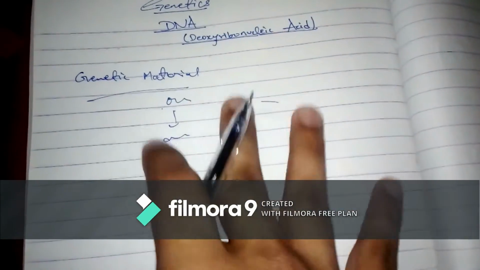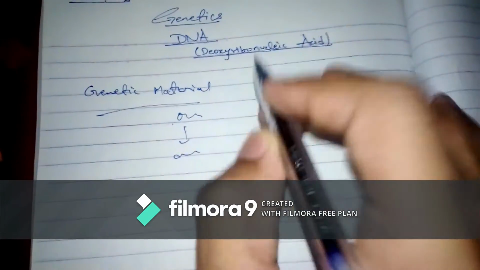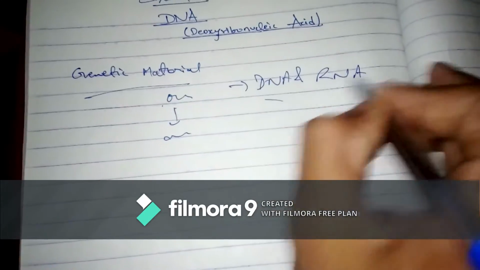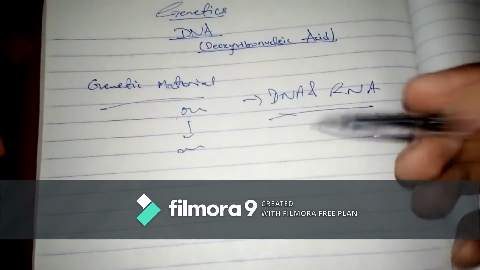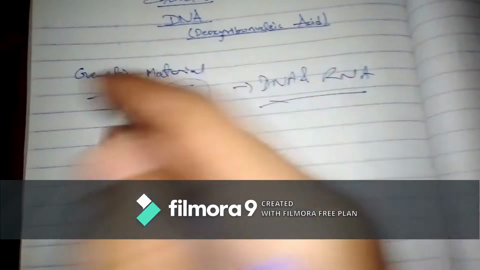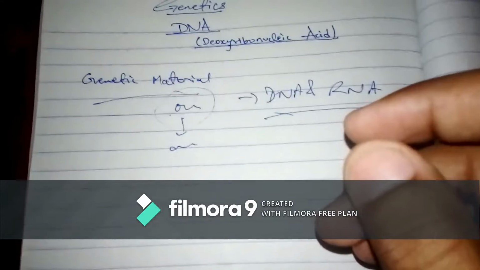Now in human beings, and in almost all living organisms, the basic genetic material is DNA and RNA. It means DNA and RNA perform the work of getting transmitted from one generation to the next, and they transmit the parental characteristics to the offspring.